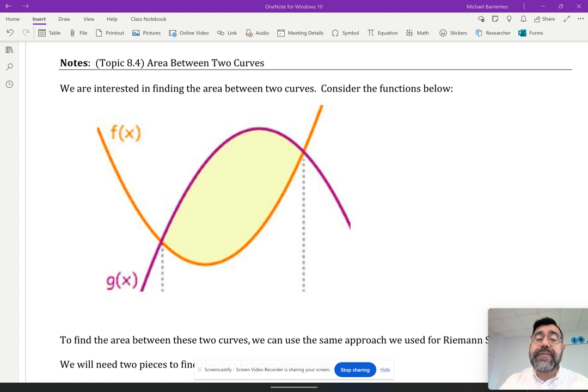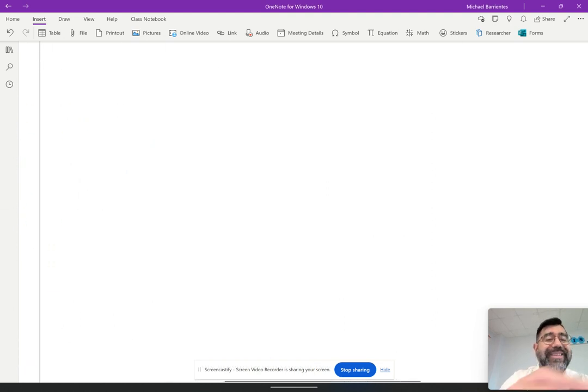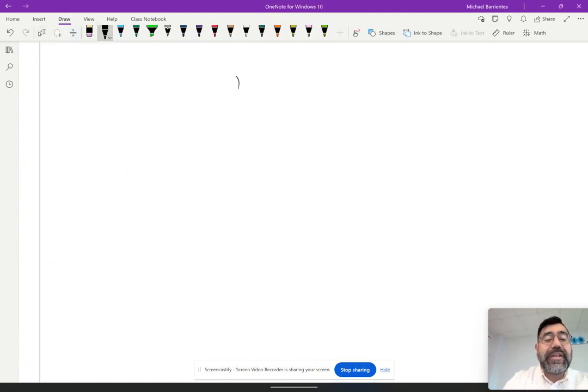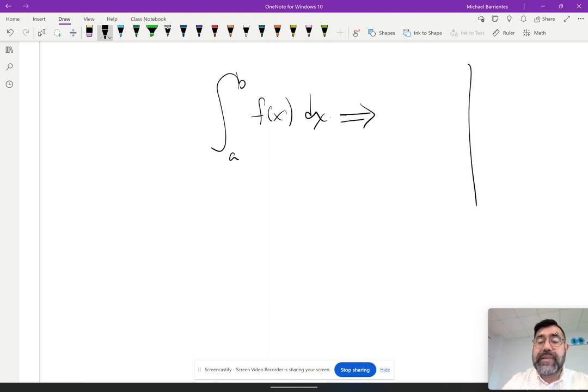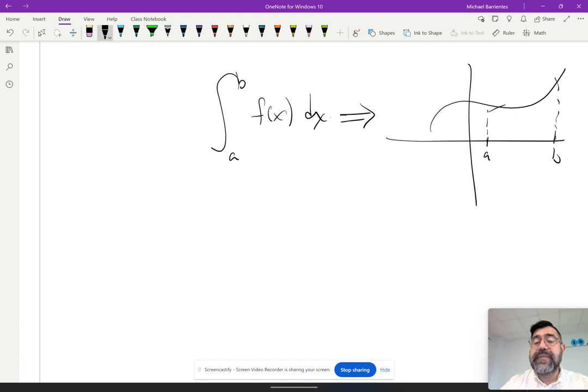So, we know that the definite integral from a to b of a specific function represents the area that's trapped between the x-axis and a specific function, right? We know that this area is represented by the integral.